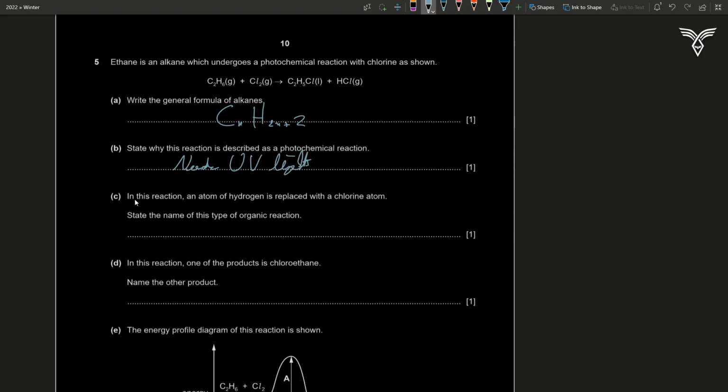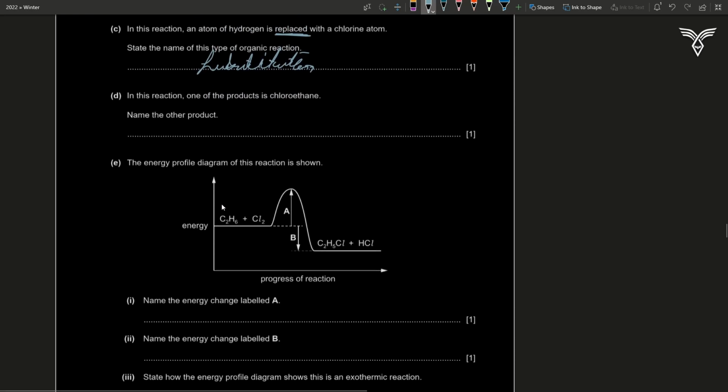Part C. In this reaction, an atom of hydrogen is replaced with a chlorine atom. State the name of this type of organic reaction. Replaced. What is the synonym that you know of replaced? Substitute. So it's a substitution reaction. For lovers of FIFA, just like you substitute a player, the hydrogen comes out and the chlorine comes in. So this is a substitution reaction in organic chemistry.